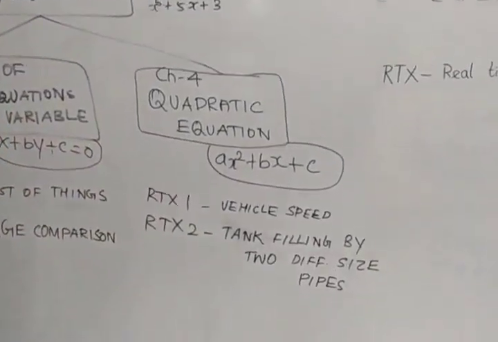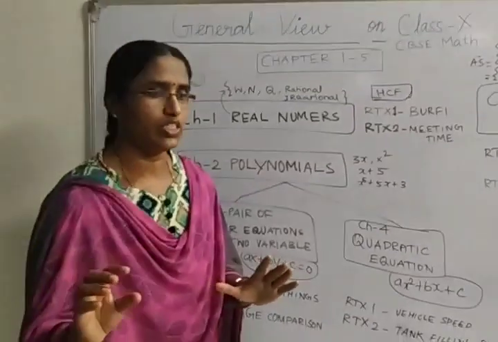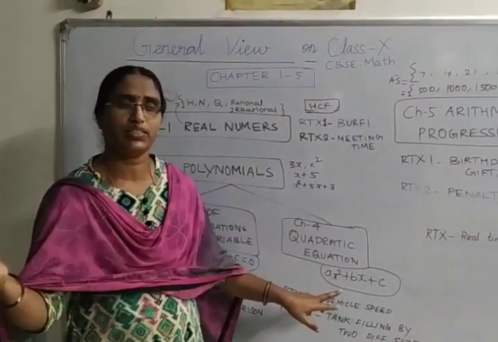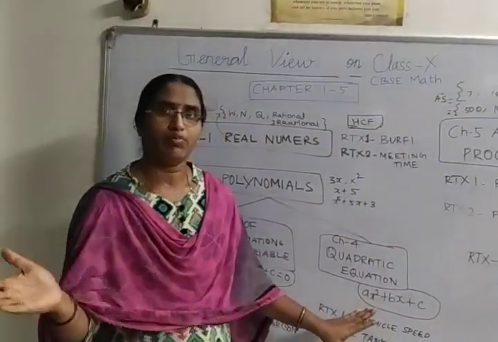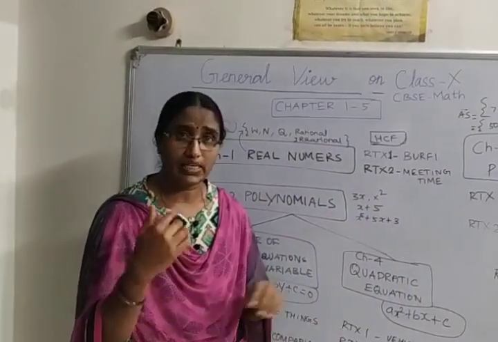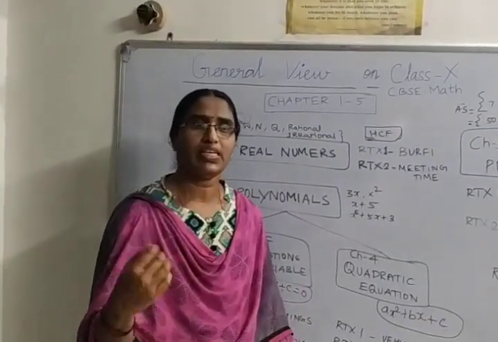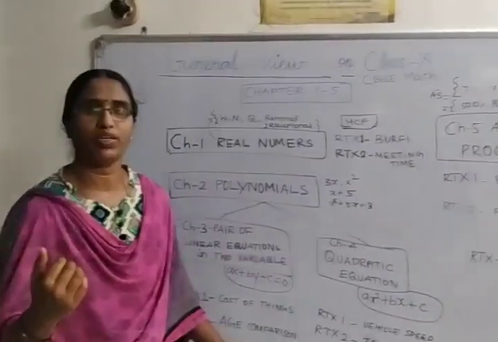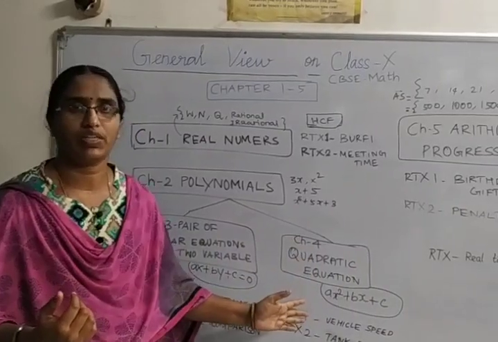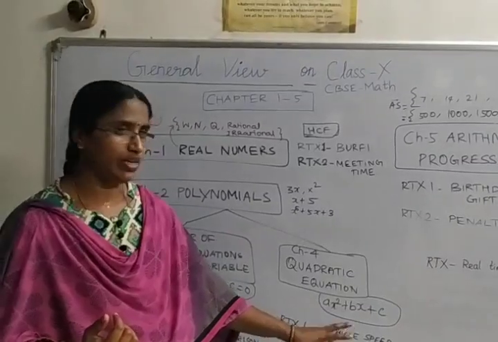Like that, from the quadratic equation you can find the vehicle speed. Just consider a train going at a constant speed and reaching the destination at a particular time. Then you increase the speed of the vehicle and it reaches the destination. By increasing the speed, the total time is reduced. By studying this chapter, you can find out the original speed of the train. Like that, it is also used in tank filling by 2 different sizes of pipes.